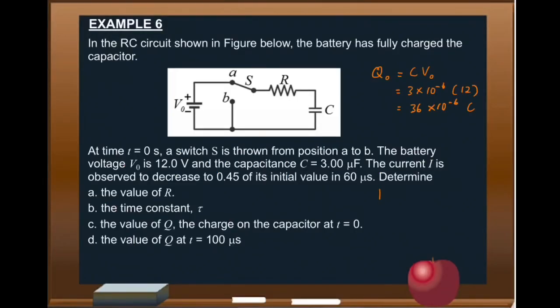Then the second question asks you to find the time constant tau. You can use the formula tau is equal to RC, and you have the value of resistance and capacitance. So just substitute in the values of R and C, which is 25 times 3 times 10 to the power of negative 6. And you will get time constant is equal to 7.5 times 10 to the power of negative 5 seconds.